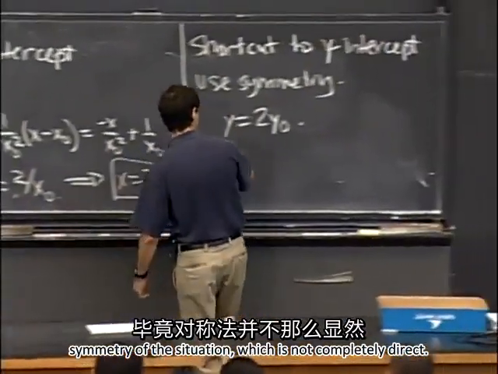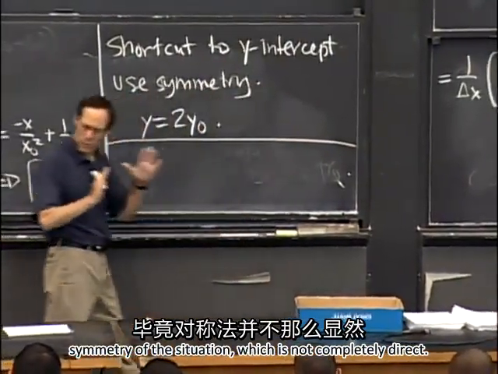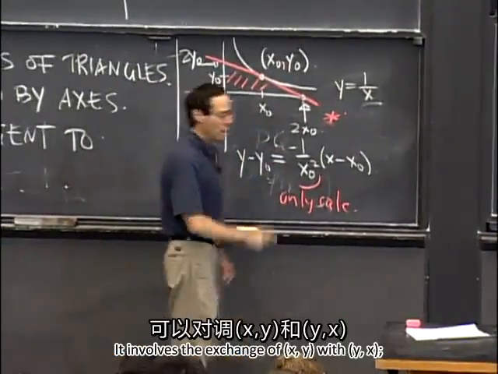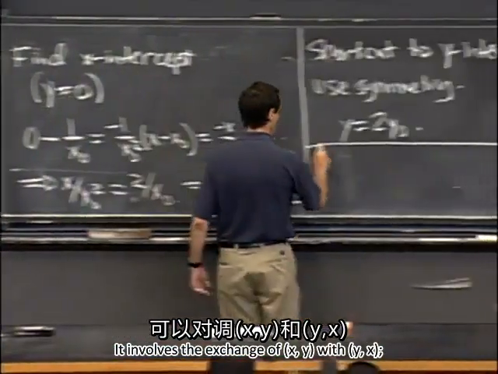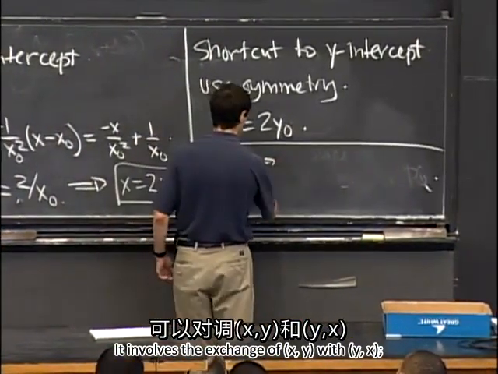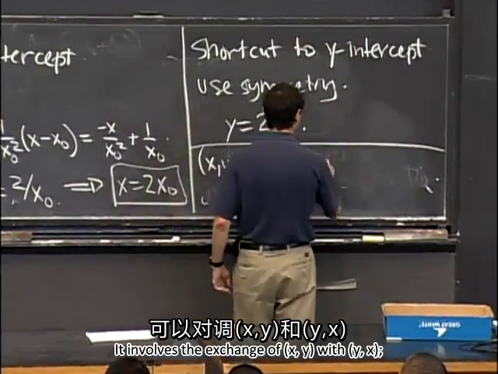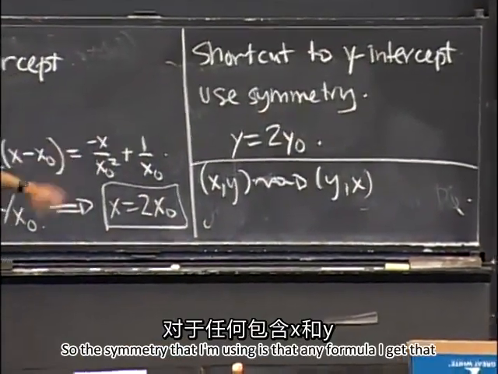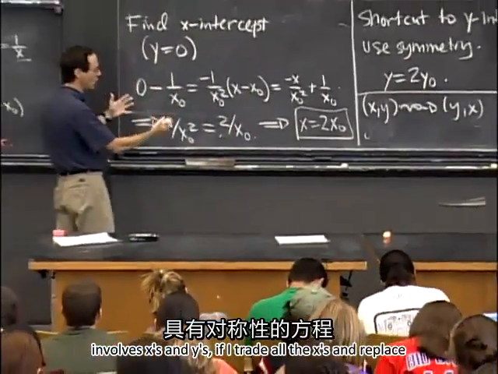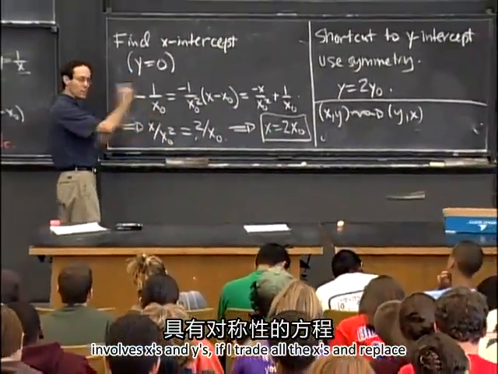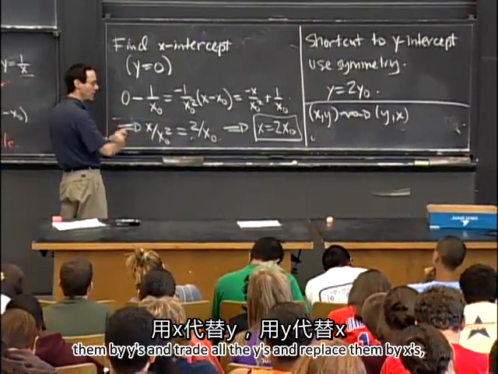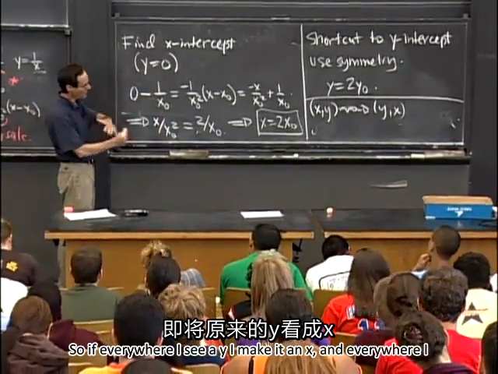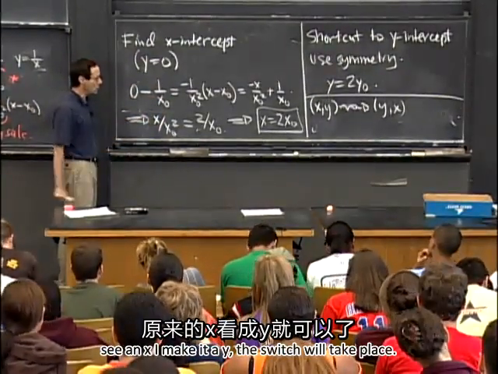So here's the symmetry of the situation, which is not completely direct. It's a kind of mirror symmetry around the diagonal. It involves the exchange of xy with yx. So trading the roles of x and y. So the symmetry that I'm using is that any formula I get that involves x's and y's, if I trade all the x's and replace them by y's, and trade all the y's and replace them by x's, then I'll have a correct formula on the other way. So if everywhere I see a y, I make it an x, and everywhere I see an x, I make it a y. The switch will take place.